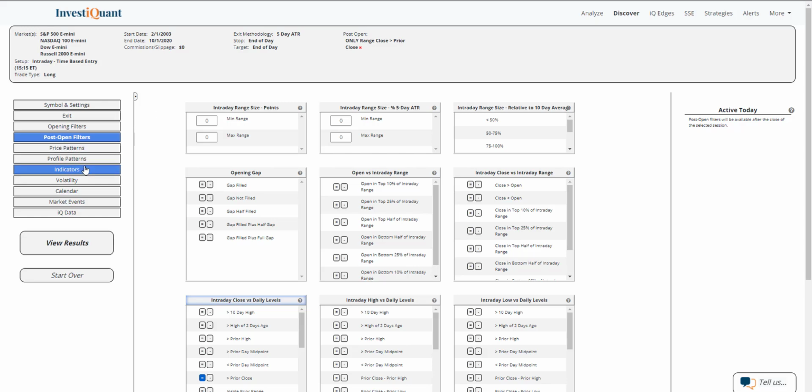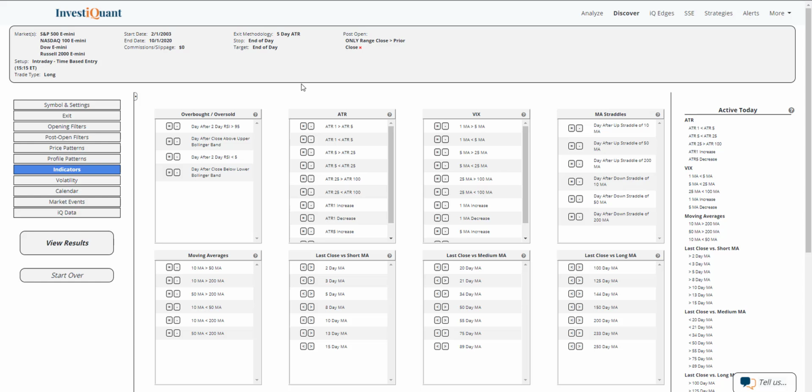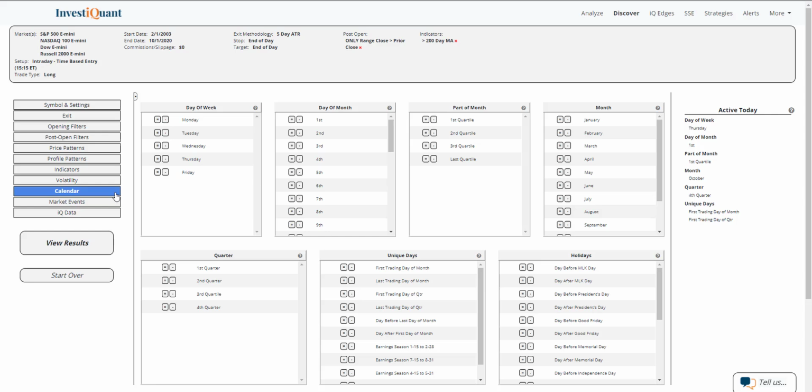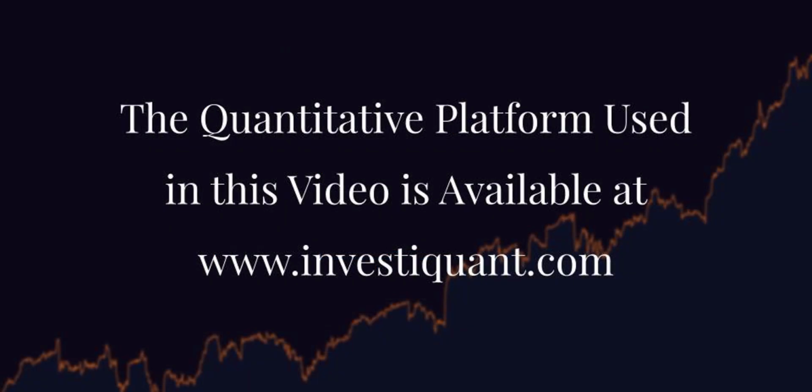And then I'm going to go into indicators. And again, since I'm trying to keep as many samples as possible, I'm just going to be using above a 200-day moving average today. Lastly, I'm going to go into calendar. And this is where I'm going to find the first trading day of the quarter over here on active today. I'm just going to click on that to add it. And lastly, hit view results.